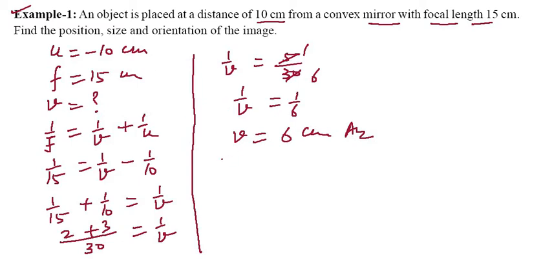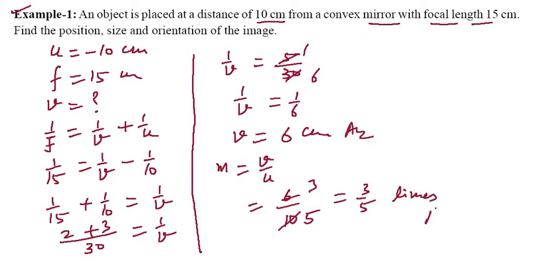Now how can we find the size? It is by the size magnification. Magnification m is equal to v upon u. So we can put here v is 6 and u is, as you know, 10. So 2 fives are 10 and 2 threes are 6. So 3 by 5 times. That is the answer.